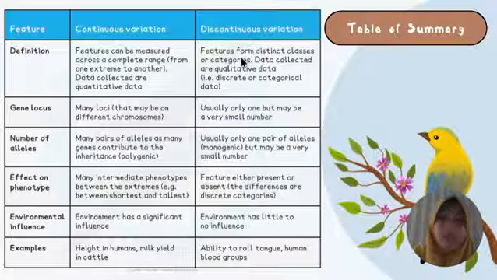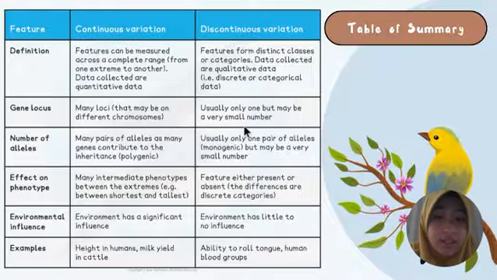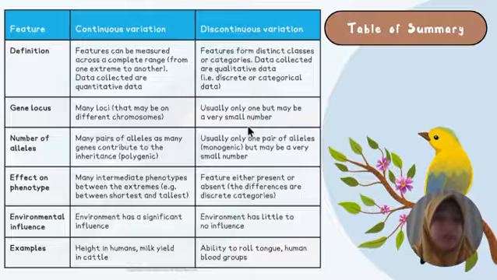And then the second one is discontinuous variation. It is a feature with distinct classes or categories. Data collected are qualitative data. An example is discrete or categorical data. Number of genes: usually only one, but may be a very small number. Number of alleles: usually only one pair of alleles, monogenic, but may be a very small number.